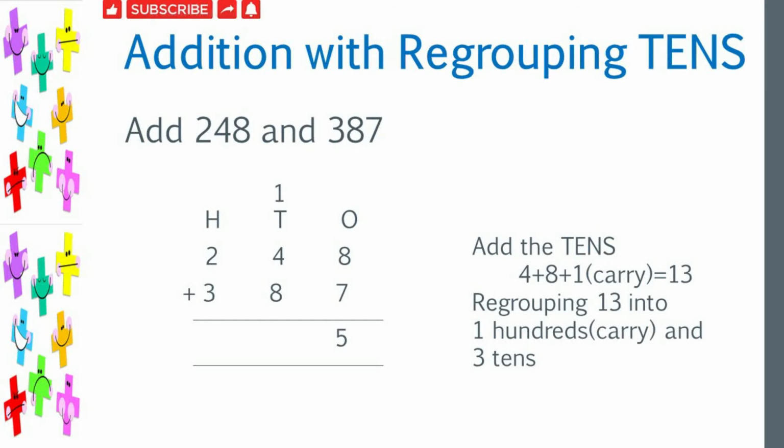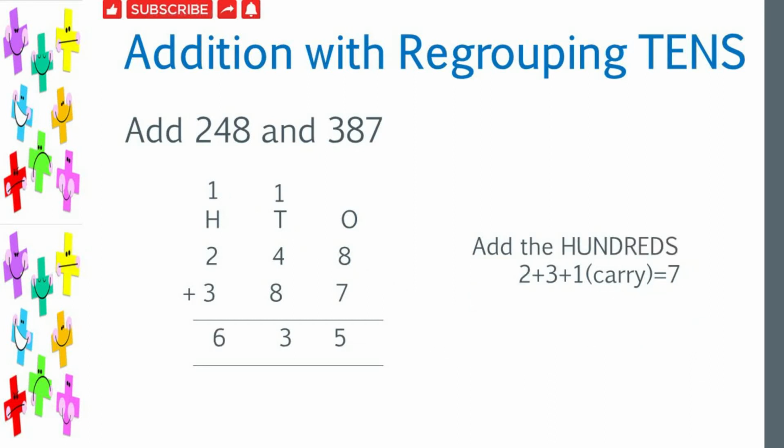The answer gives 13. Again regroup 13 into 1 carry and 3 tens. We will write 3 at tens place and 1 as a carry at hundreds place. In the last, add the digits at the hundreds place. 2 plus 3 plus 1, which is the carry, gives us 6. So our final answer is 635.